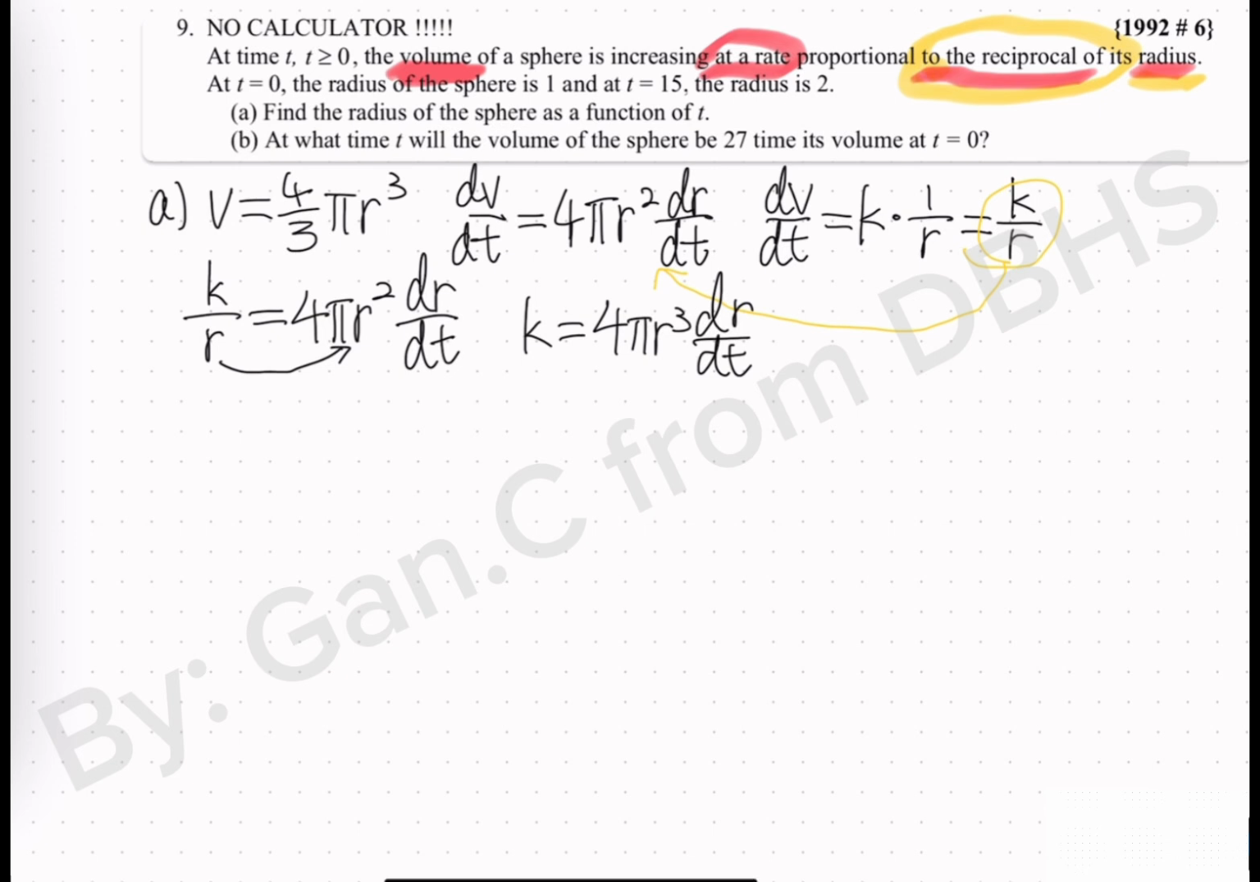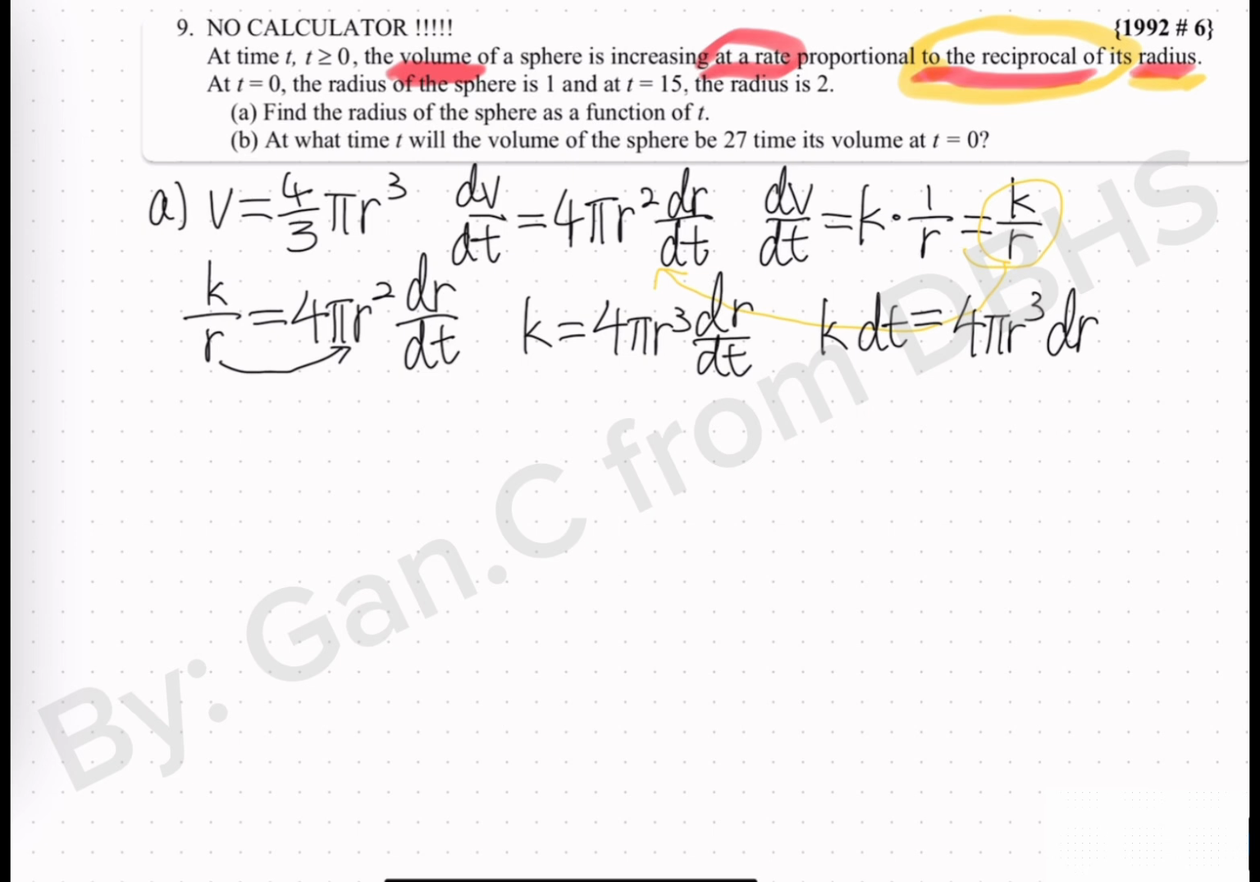I will move dt onto the other side so that I can get rid of dt and get the variable t into the function. Let's move. Then that's k dt equal to 4 pi r cubed dr, right? What should you do next? I got d on both sides. What should I do? I should integrate on both sides, right?